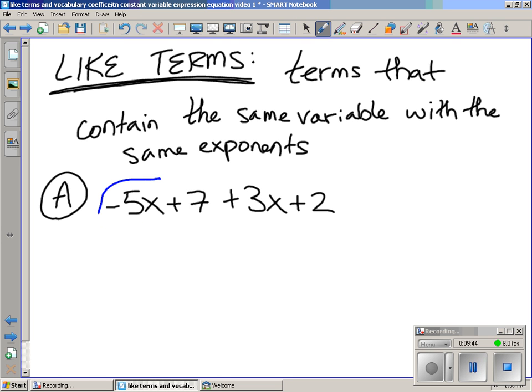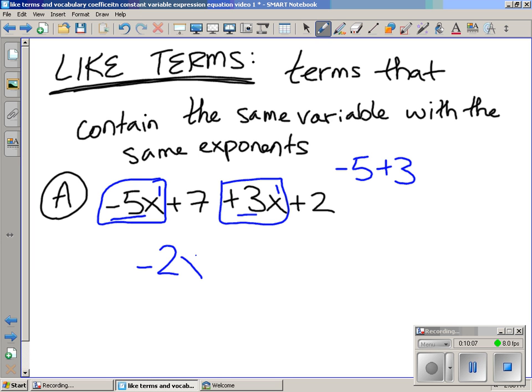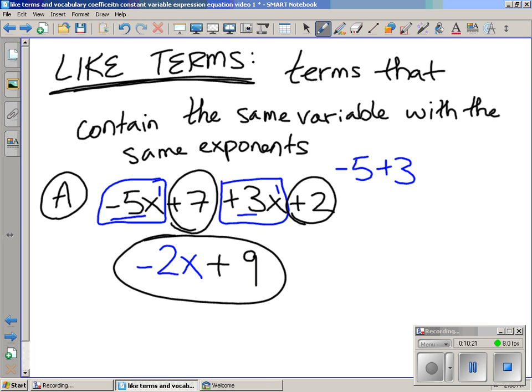Letter A. The x and the x, the -5x and the 3x, those are like terms because they both have the same variable, x, with the same exponent or power, which is 1. And then what you do is you take the coefficients, -5 and 3, and you combine those. -5 and 3, we get -2, so we have -2x. 7 is a constant, 2 is a constant. They don't have a variable attached to them, so those are like terms. You cannot combine -2x and 9 because those are not like terms.